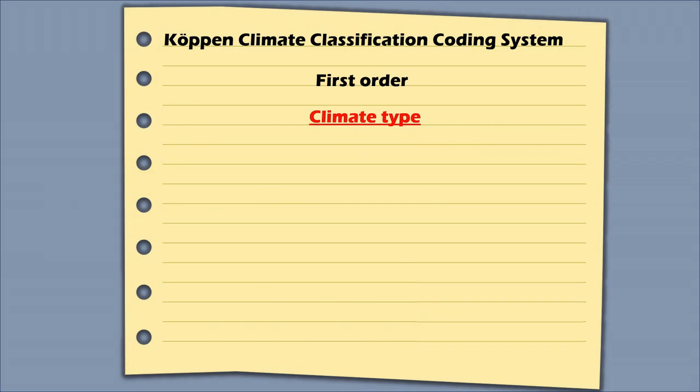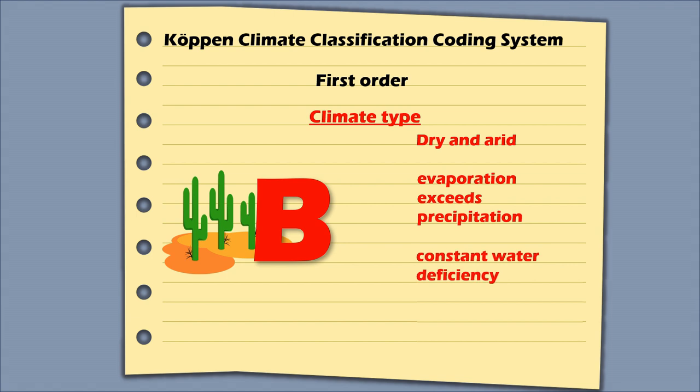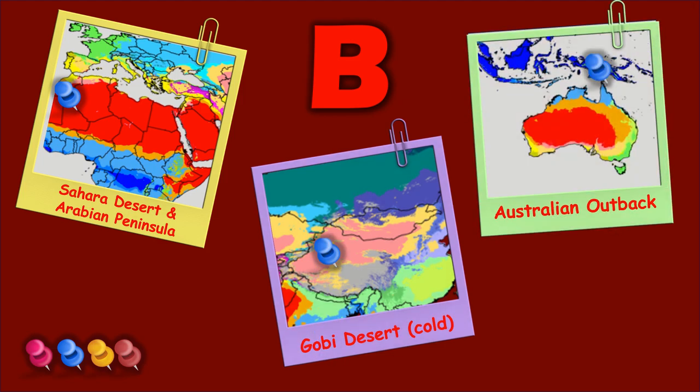The second major climate group is B, which is dry and arid climates. These are climates where it is so hot that evaporation exceeds precipitation, and there is a constant water deficiency. These areas often have little or no tree cover due to limited moisture. Examples are the Sahara Desert, Arabian Peninsula, Gobi Desert, and Australian Outback.